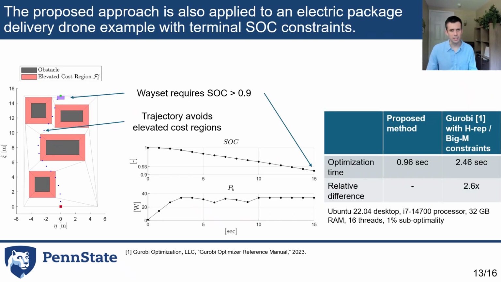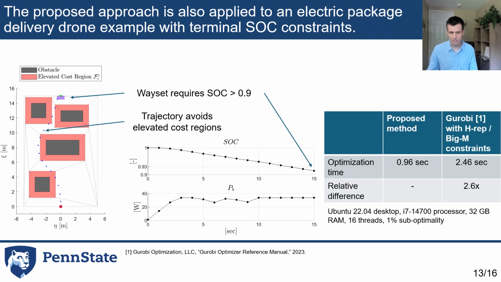We also applied our energy-aware motion planner to an example with an electric package delivery drone. So the idea here is that the motion planner must find a trajectory that avoids obstacles in the environment, again here depicted in gray, and achieves the waypoint set at the end of the horizon, which is here depicted in purple. So this waypoint set in this case specifies both position constraints and a constraint that the battery state of charge must be above 0.9 when the vehicle enters the waypoint set.